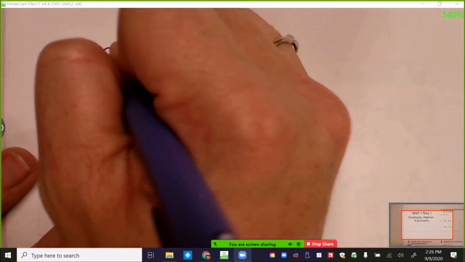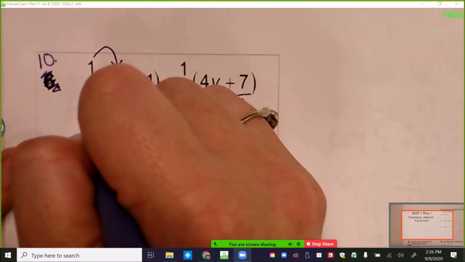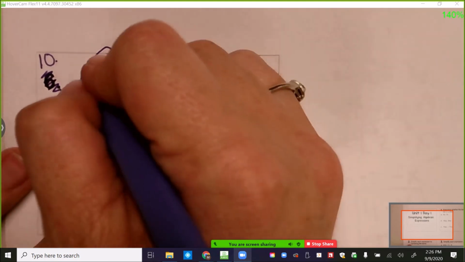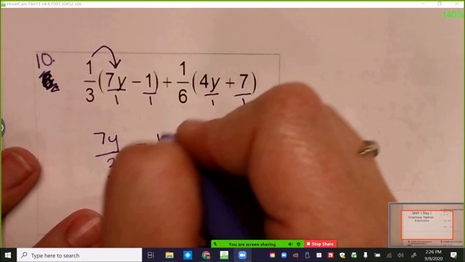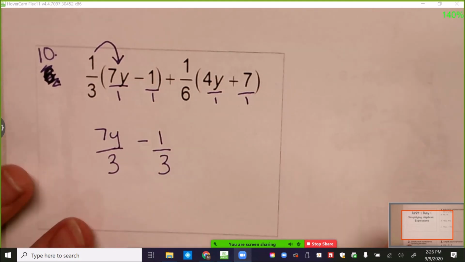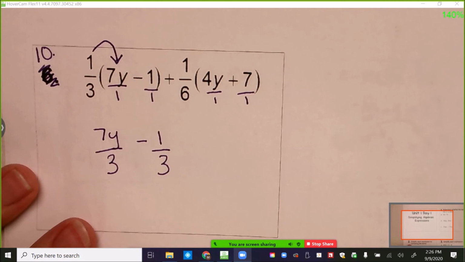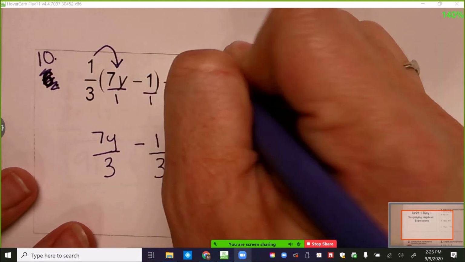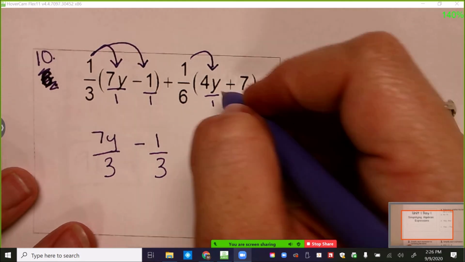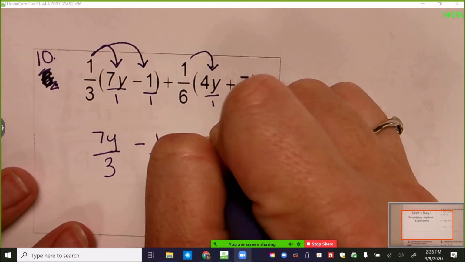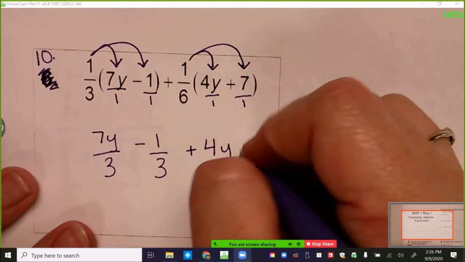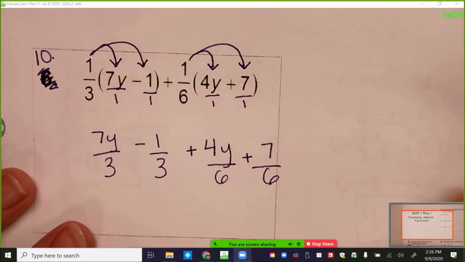So 1/3 times 7y, well 1 times 7y is just 7y. 3 times 1 is 3. 1 times -1 is -1. 3 times 1 is 3. Goodness. Everybody okay so far? Okay, so then 1/6 times 4y, I did that too. Okay, 1 times 4y is positive 4y. 6 times 1 is 6. 1 times 7 is 7 over 6 times 1 is 6.